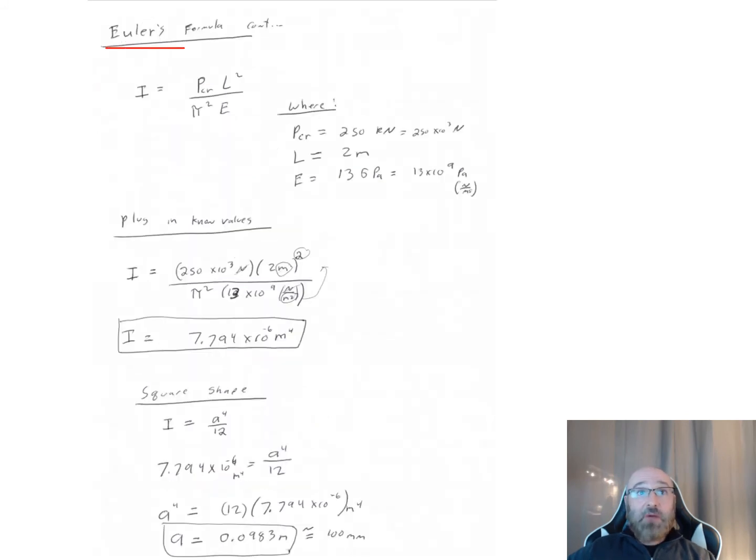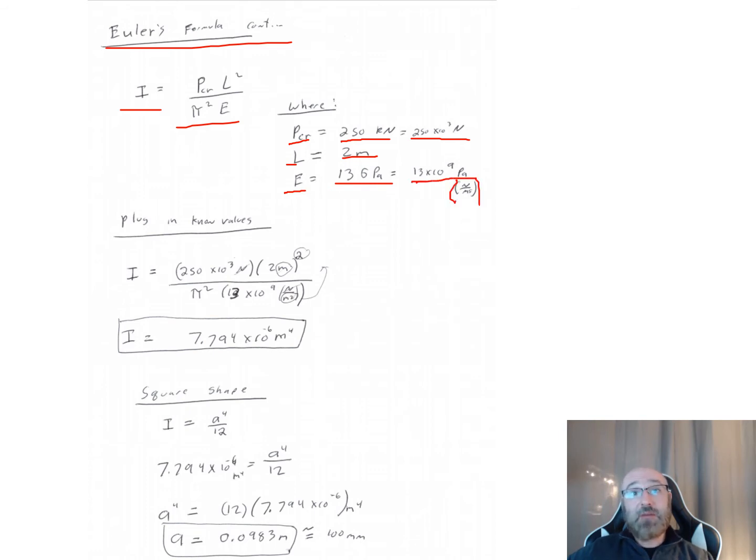So we continue on with Euler's formula, rearranged to solve for our moment of inertia. We know now our critical load is 250 kilonewtons. Let's convert that to newtons. So 250 times 10 to the third newtons. Our L is equal to 2 meters. And our modulus of elasticity for wood that they've given us in this problem is 13 gigapascals. So let's convert that to pascals, which you recall are newtons per meter squared. So that's 13 times 10 to the 9th pascals, or newtons per meter squared.